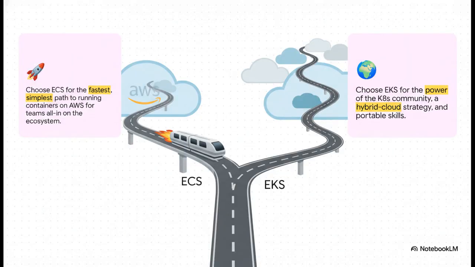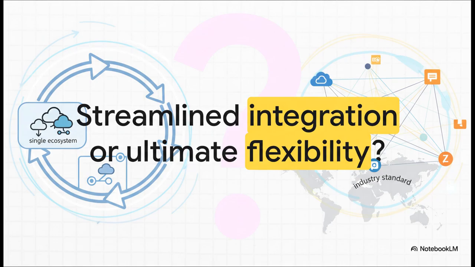Let's just boil this down to its absolute essence, because it really is a direct trade-off. You should choose ECS if your main goal is getting to production fast and having operational simplicity inside the AWS world. It's powerful, and it's absolutely the path of least resistance. But you should choose EKS if your strategy depends on using that wider Kubernetes community, if you're hiring people specifically for Kubernetes skills, or if you need to know for sure that your application stack can run anywhere, not just on AWS.